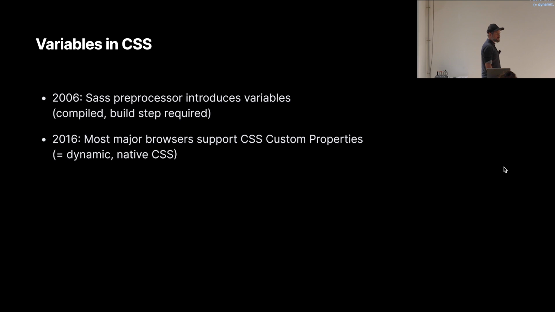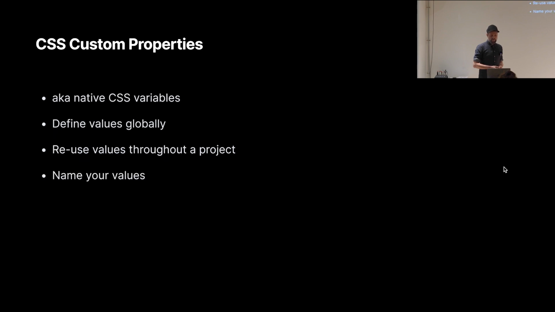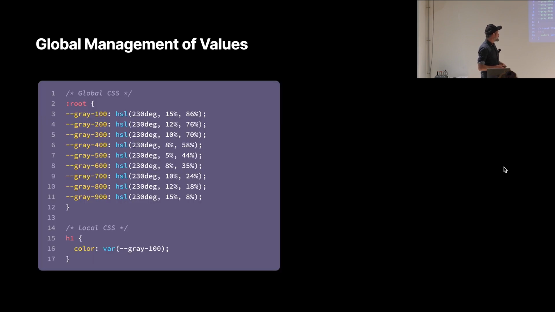So in 2006 already, Sass brought us variables, and later on, around 2016, CSS custom properties or native CSS variables were introduced. So that was a major step. This means we can define our values globally and reuse those values throughout a project. And there's another benefit, we can name our values.